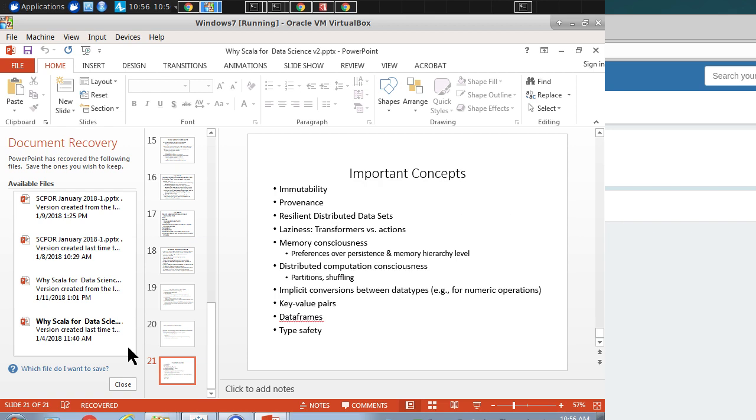Okay, so these are some important concepts, ladies and gentlemen, within Spark, and concepts we'll be exploring in the course of the semester. Are there any questions about this before we dive into a discussion of exercise 1? Questions?